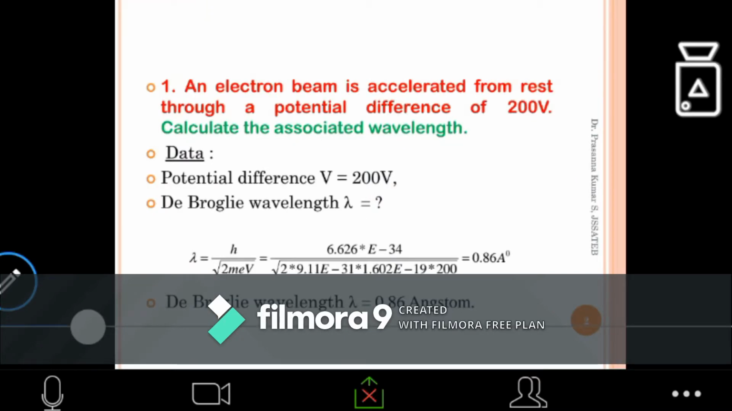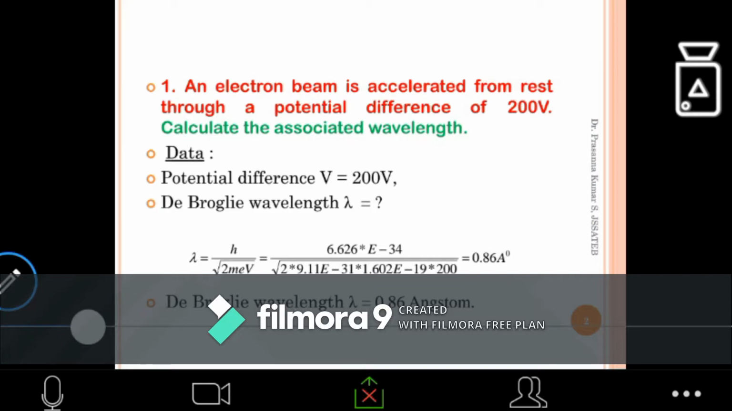So this is our first numerical to be solved. It goes like this. An electron beam is accelerated from rest through a potential difference of 200 volts. Calculate the associated wavelength. It means calculate the associated de Broglie wavelength here. When you look at this numerical, the data already given is the potential difference of 200 volts, and it asks to calculate the de Broglie wavelength.